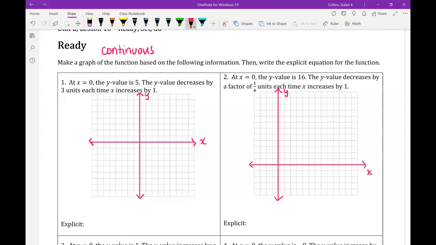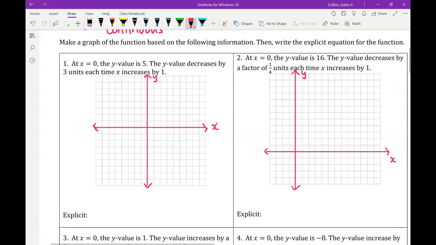Now, we need to read these problems carefully. So in number 1, and you can draw your grid lines wherever, or your axes, but like I said, I already did this the first time, so I'm just going to put mine on here before I make the video. In number 1, at x equals 0, the y value is 5. The y value decreases by 3 units each time x increases by 1. All right, I'm going to read that again, and I'm going to write down some stuff I think is important, which is kind of both sentences.